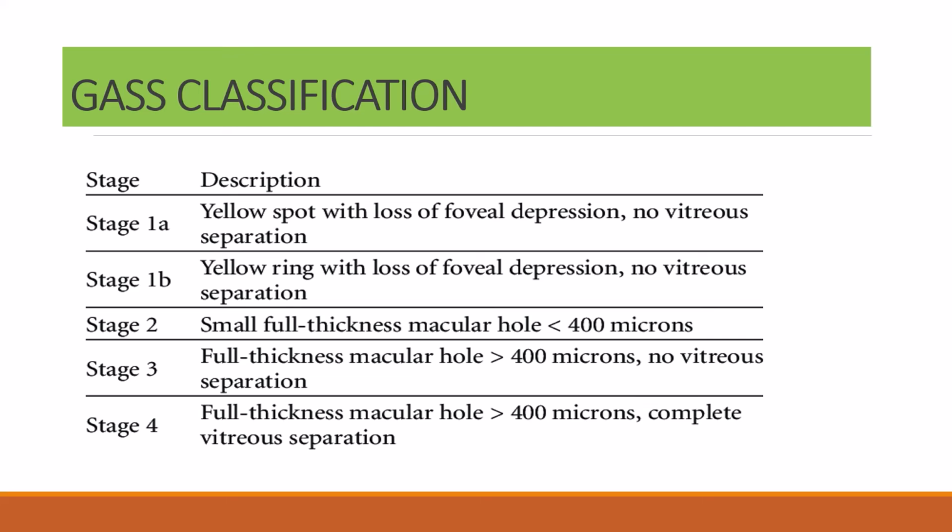So here, as you can see, in the Gass classification, we have the stage 1A in which you had a yellow spot. Stage 1B is a yellow ring. Stage 2 is a full thickness macular hole, okay, which is less than 400 microns. So as I told you, according to IVTS, small is less than 250, but Gass considered it to be less than 400.